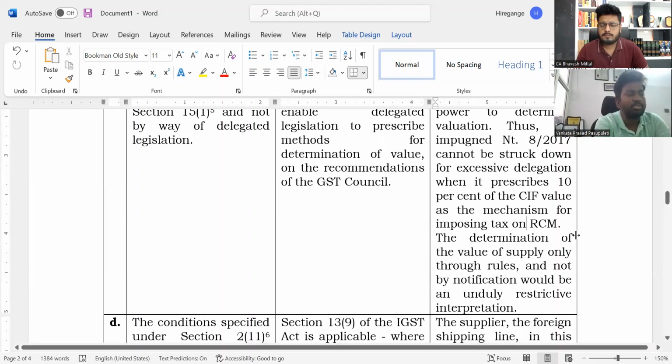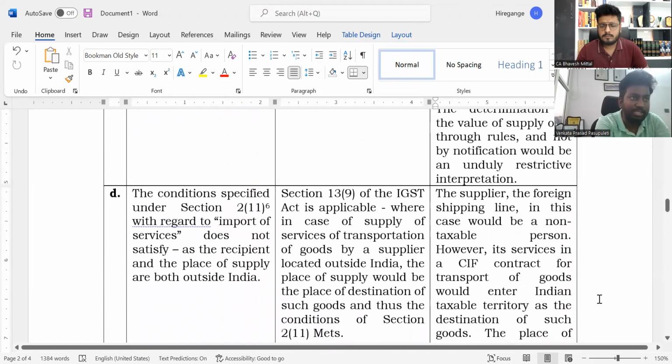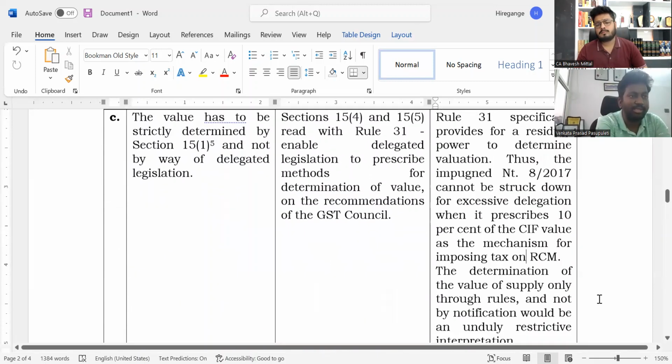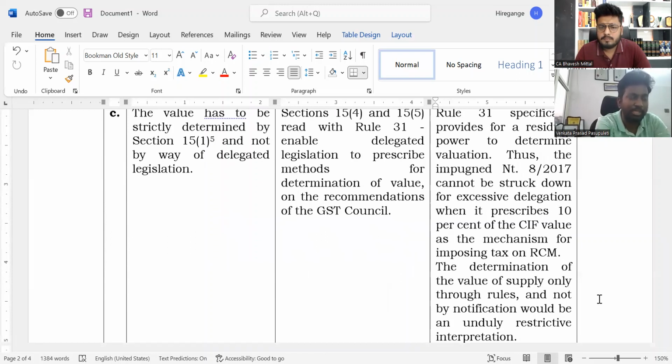To this, the Supreme Court also has agreed, saying that the argument that the valuation should be done only by rules, not by notification, is too restrictive, and it is not correct. They have held that the valuation provided by way of notification is a valid valuation, and that valuation is sufficiently provided for this transaction, which is one of the significant requirements to impose any tax on any taxable person.